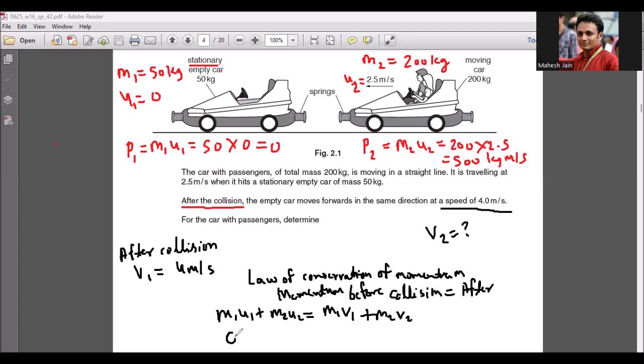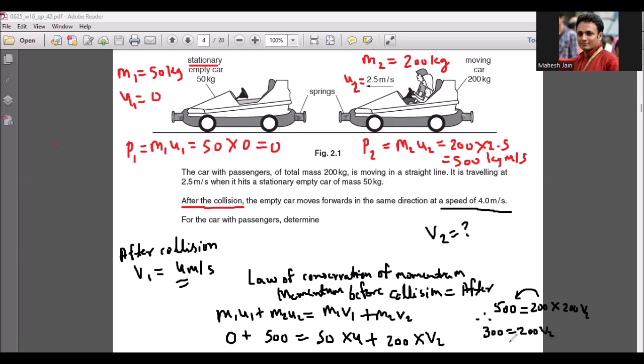So we will just substitute the values. We know m1u1 is 0, plus m2u2 we have already got, the answer is 500, equals m1v1, where m1 is 50 and v1 we got here, which is 4, plus m2, which is 200, and we have to find V2. So 500 minus 50 into 4, which is 200, equals 200 V2. So this becomes 300 equals 200 V2, and therefore we get V2 equals 1.5 meter per second.